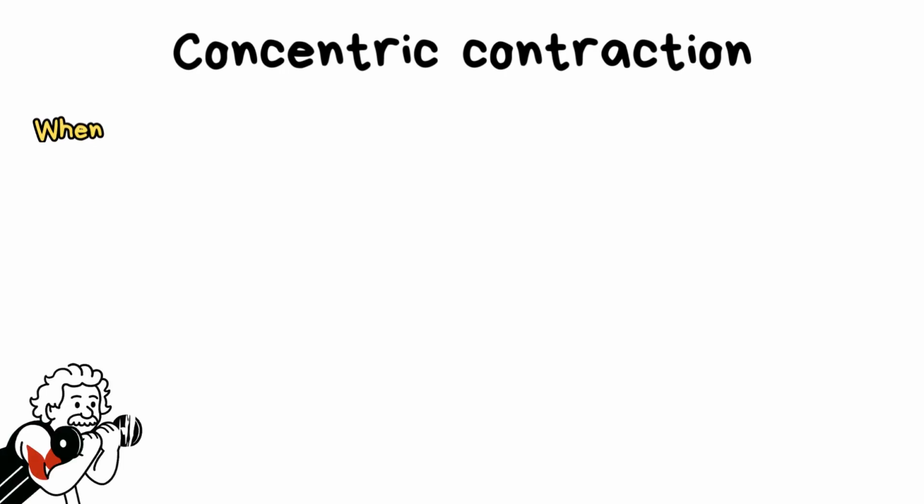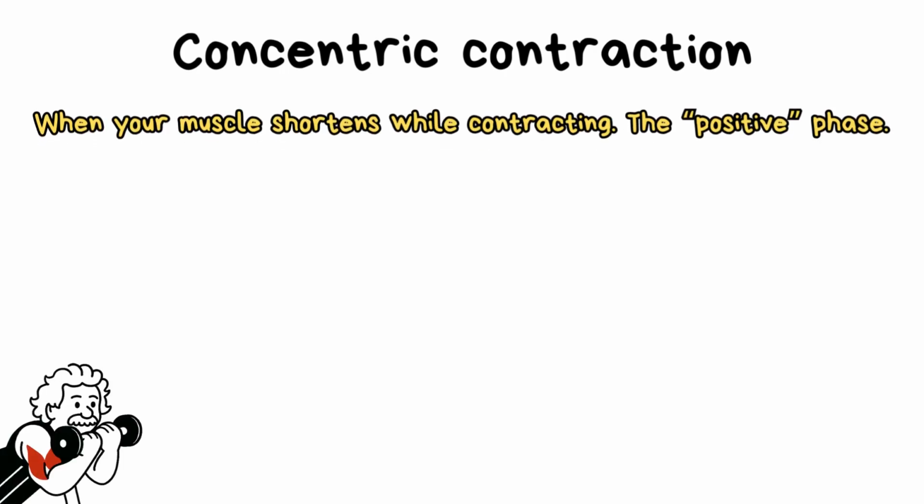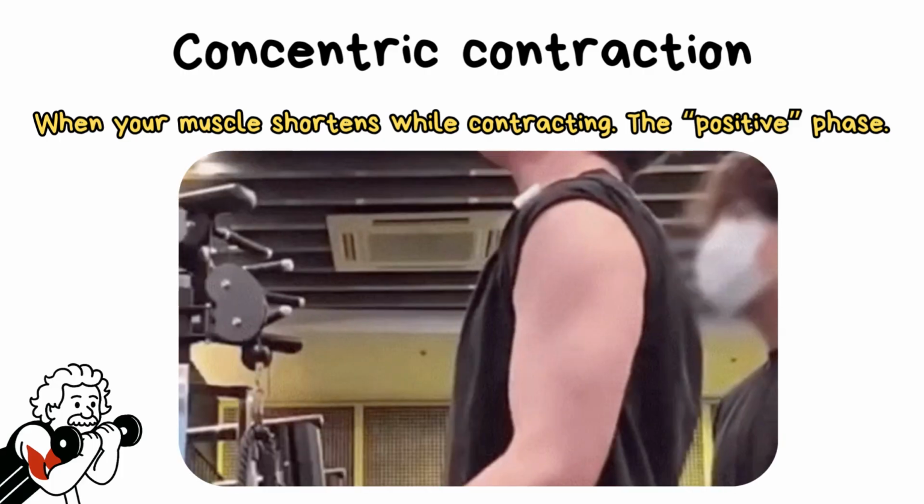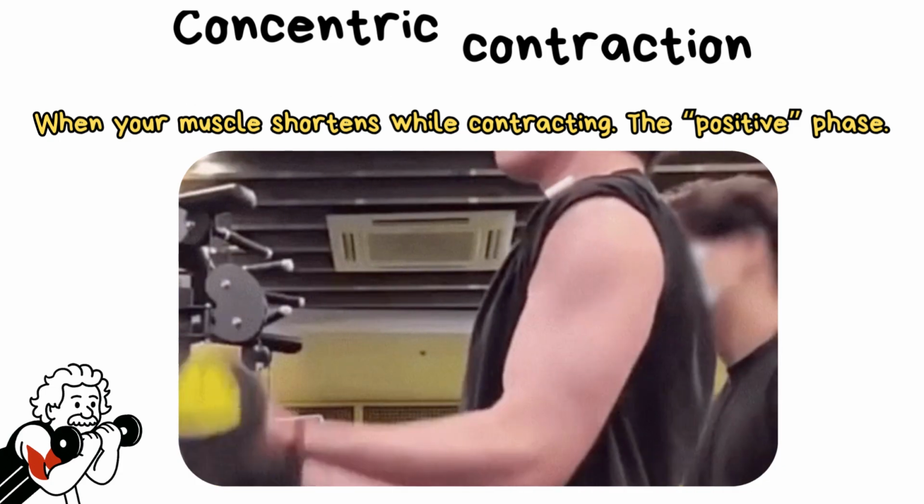Concentric contraction. When your muscle shortens while contracting. The positive phase. Example, curling the dumbbell up. Think of it as the effort part of the rep.